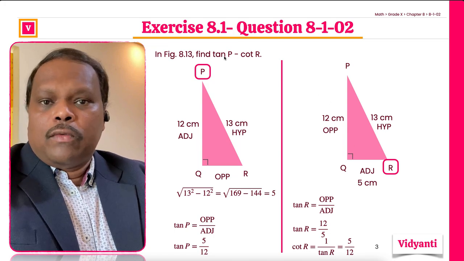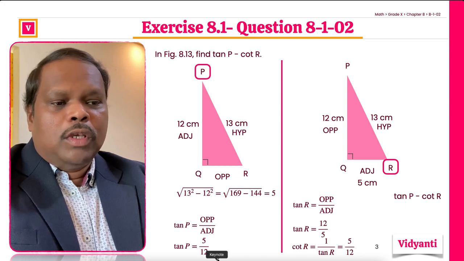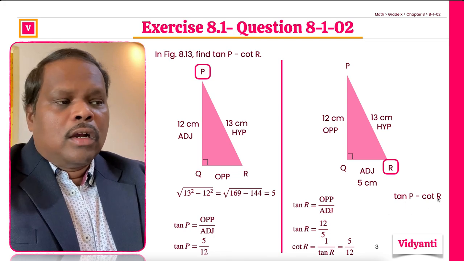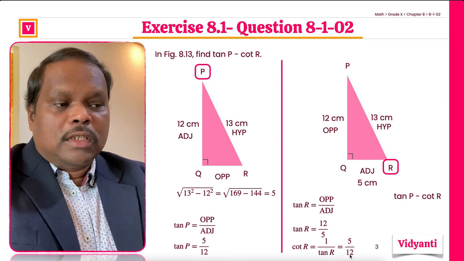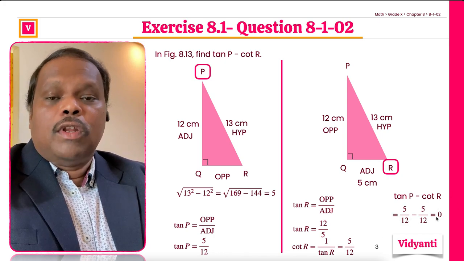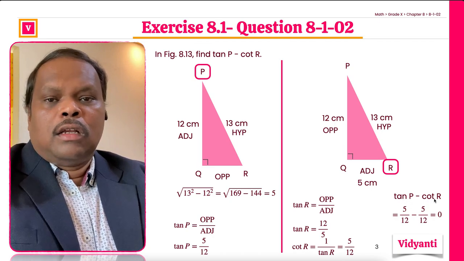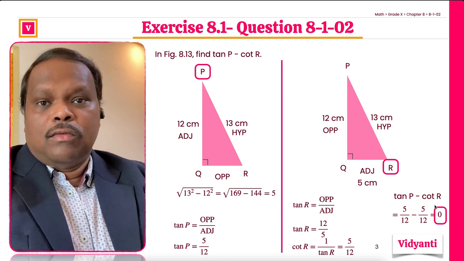Now we are ready for evaluation of this expression. I will write that expression separately. Tan P we can take as 5 over 12. Cot R coincidentally came out the same way, 5 over 12. So the difference between them after substitution will be simply 0, because tan P and cot R came out to be the same. So the final answer will be 0.